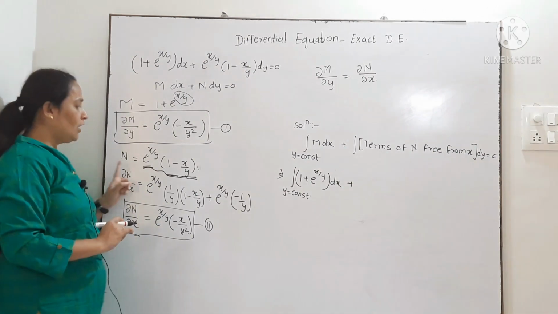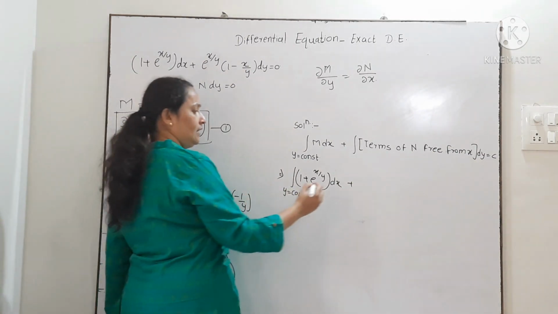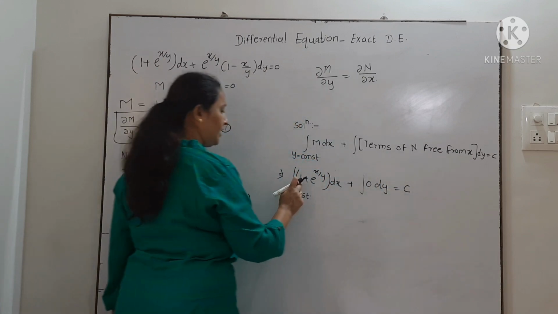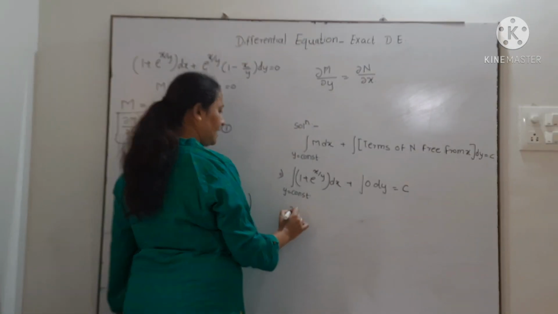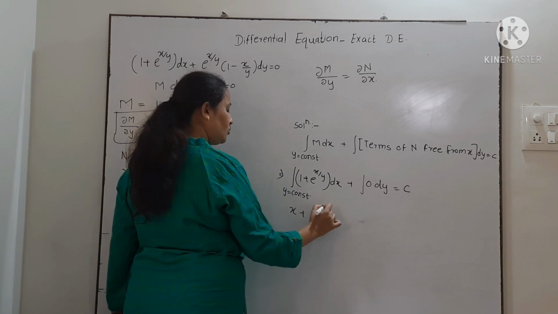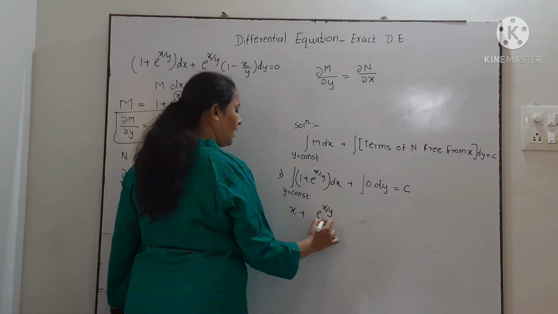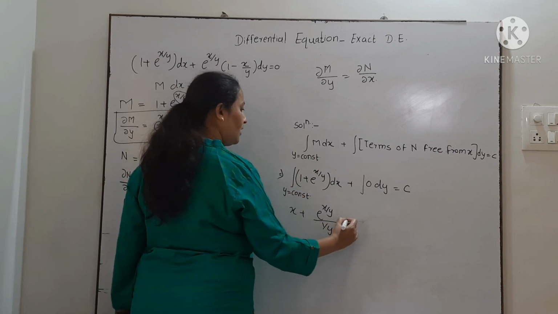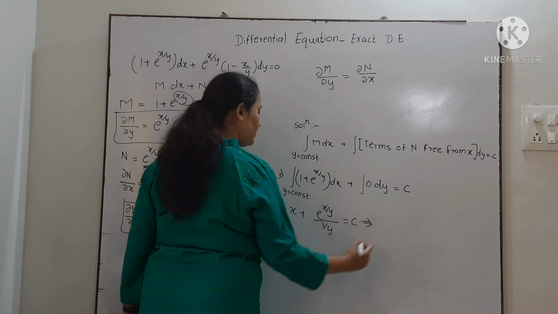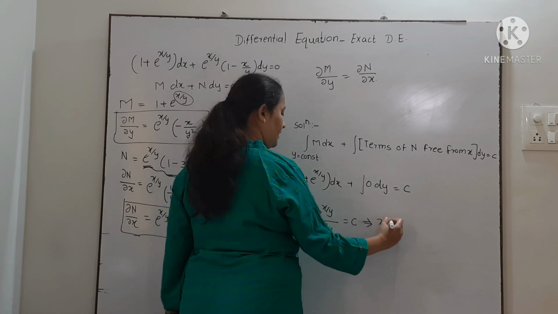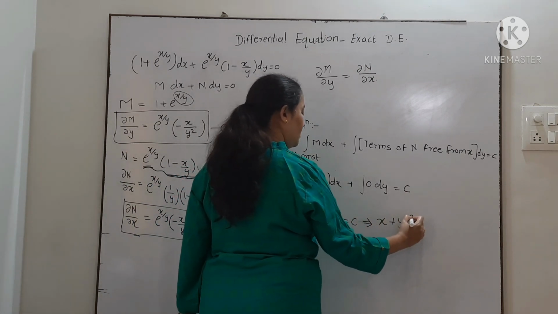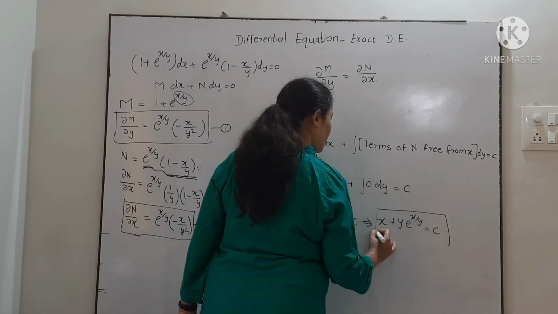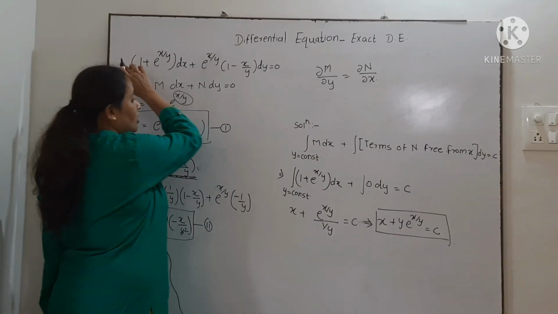There is no term which is free from x. So it is integral of 0 dy equal to c. Integral of 1 with respect to x is x, plus e raised to x upon y, since the derivative of x upon y with respect to x is 1 upon y, equal to c. And this implies x plus y into e raised to x upon y equal to c is the solution of this differential equation.